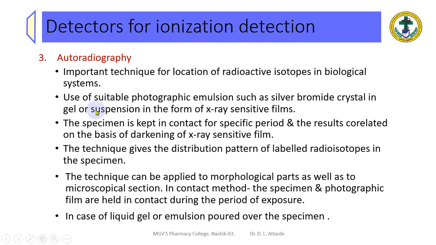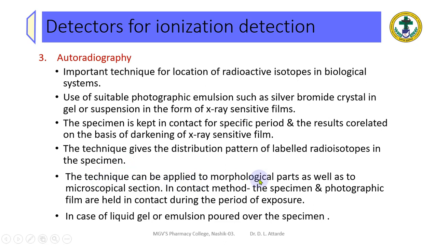For this, suitable photographic emulsions are used, such as silver bromide crystals in a gel or suspension, in the form of X-ray sensitive film. The specimen is kept in contact for a specific period and the results are correlated on the basis of darkening of the X-ray sensitive film. The technique gives the distribution pattern of labeled radioisotopes in the specimen.